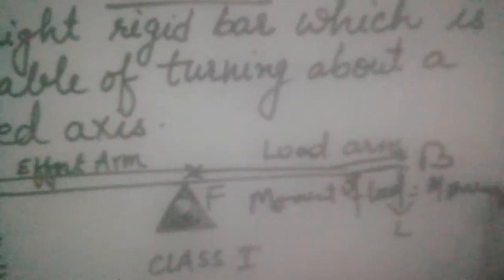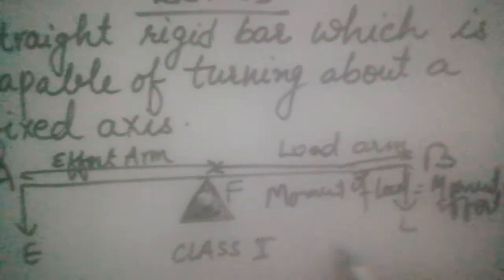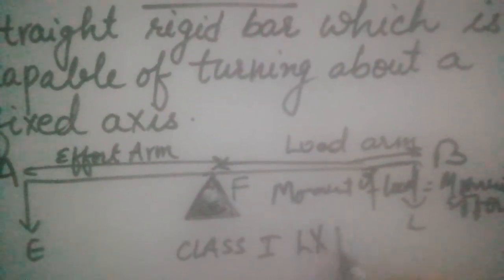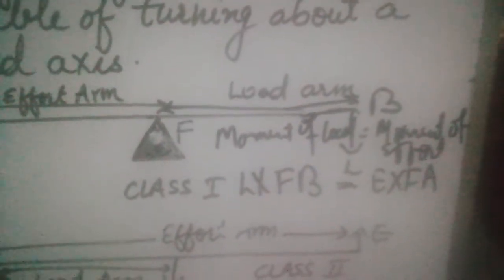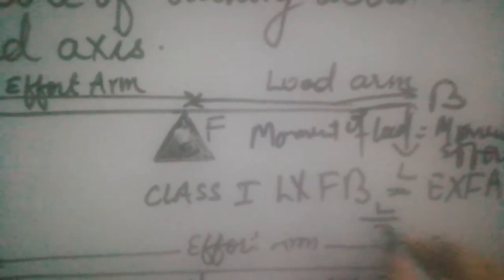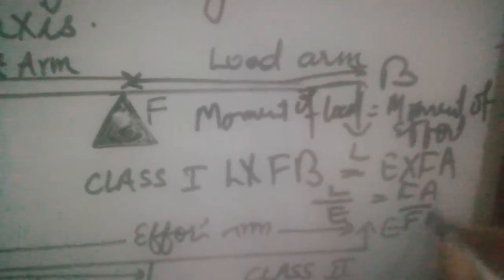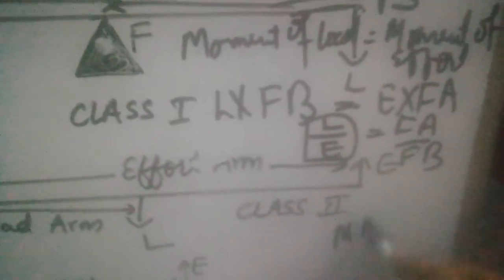Moment of load is load into load arm, where load arm is FB, and moment of effort is effort into effort arm, that means FA. So L into FB equals E into FA. Now when we take load and effort to one side, load by effort is equal to FA by FB. Load by effort is the formula for mechanical advantage.